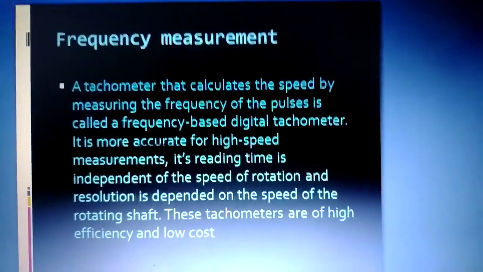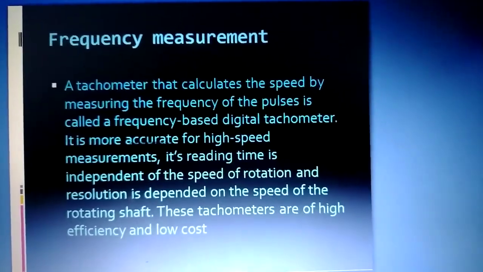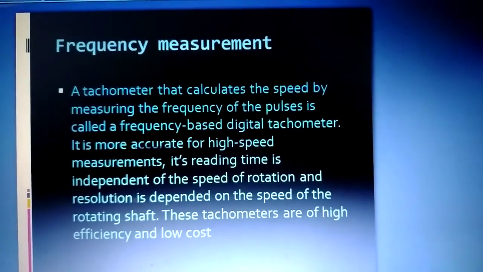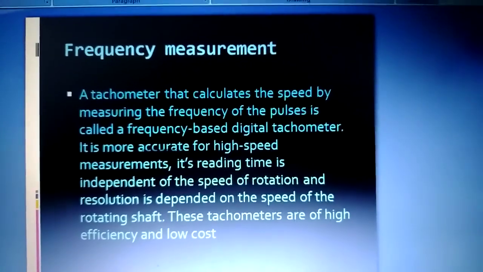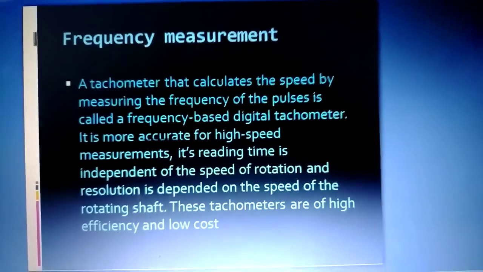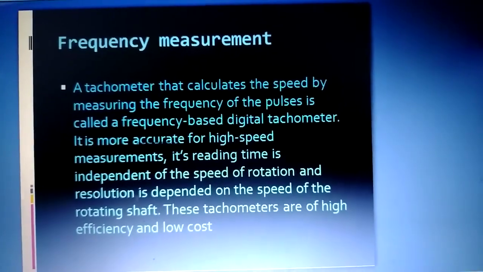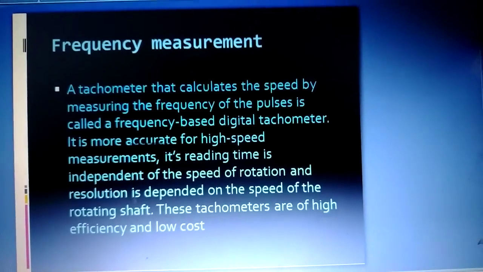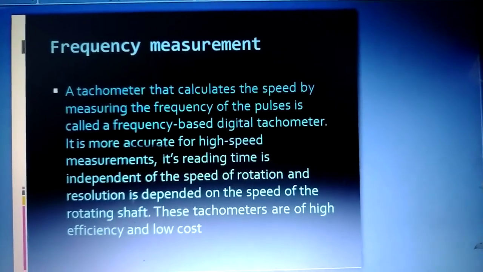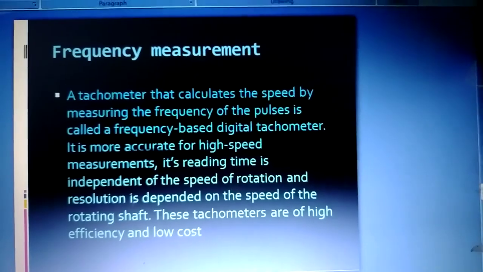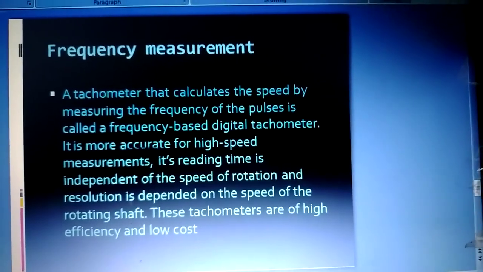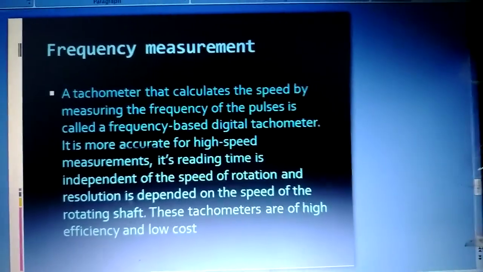Frequency measurement: a tachometer that calculates speed by measuring the frequency of pulses is called a frequency-based digital tachometer. It is more accurate for high speed measurements. Its reading time is independent of the speed of rotation, and resolution depends on the speed of the rotating shaft. These tachometers are of high efficiency and low cost.